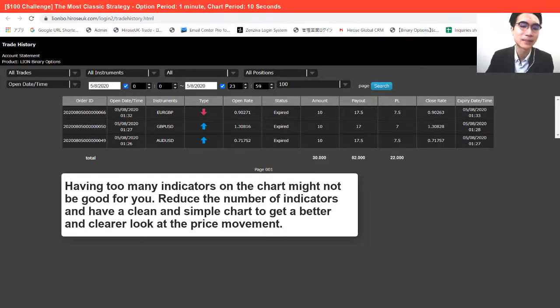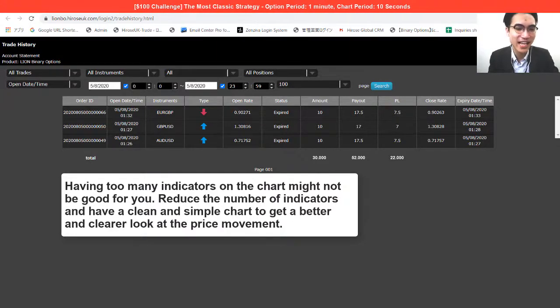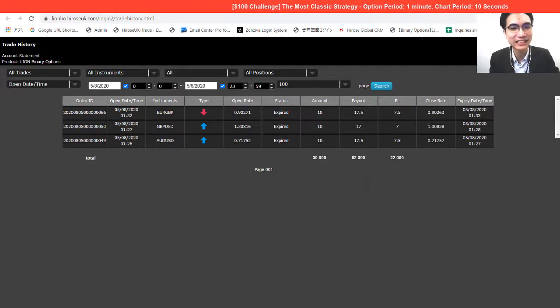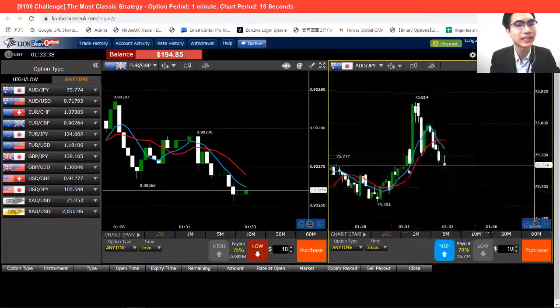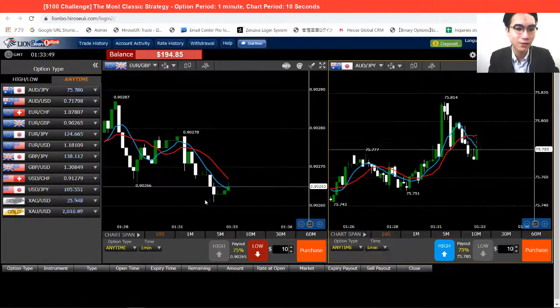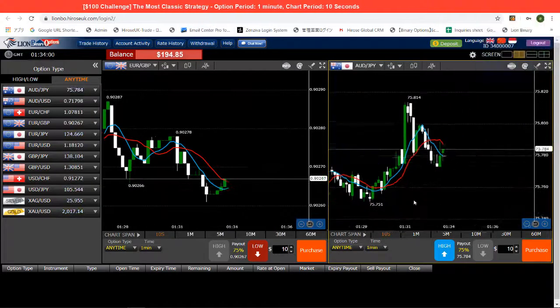So okay, that's my little piece of advice, and then I will move on to the second half of my trade. I will see how much I end up with, and my goal for today is actually to reach the $200 milestone, which is double my original capital. So okay, let's take a look at how I trade with my own speed.